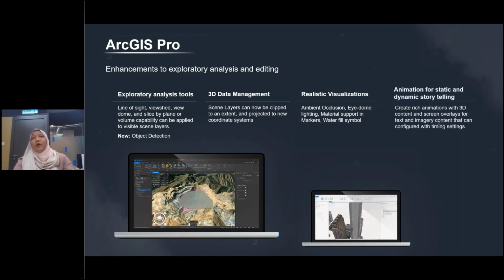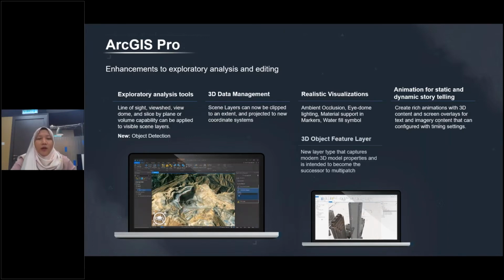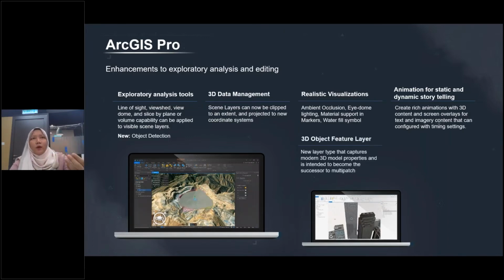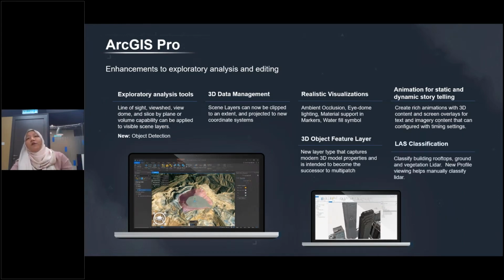Previously we had static animation for the typology, but now we have moving animation. We have 3D animation for you to use to make your data more comprehensive and more interactive, as well as working with the 3D object feature layer, and also there are a lot of classification tools that you can use inside your ArcGIS Pro.